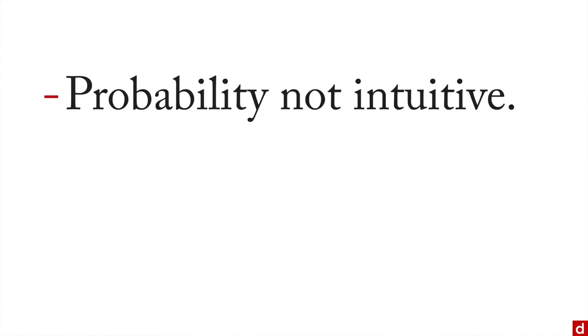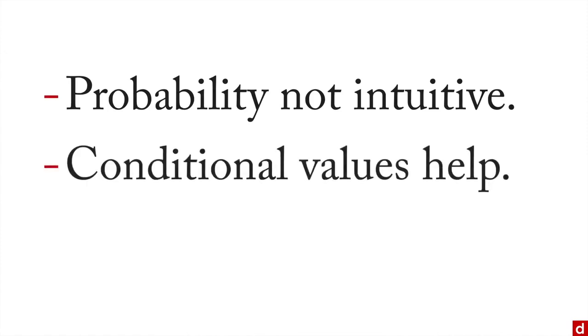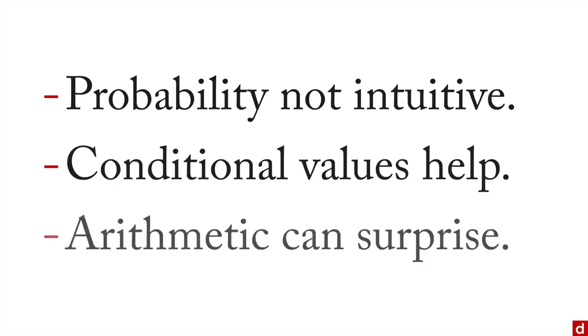And in sum, what do we get out of that? Number 1, probability. It's not always intuitive. And also the idea that conditional values can help in a lot of situations, but they may not work the way you expect them to. And really, the arithmetic of probability can surprise people. So pay attention when you're working with it so you can get a more accurate conclusion in your own calculations.